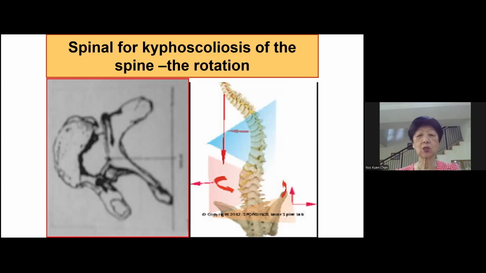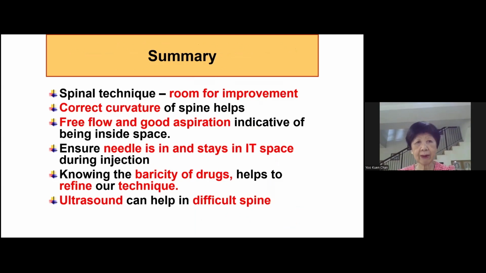So rotation must be taken into consideration, and you have to work out mentally how to position your needle to get into the epidural or intrathecal space for the kyphoscoliotic patient. In summary, our spinal technique needs to be improved, and there's lots of room for improvement. I'm glad to have shared those gems that I have learned along the way. It's been a long journey since the two letters went out to AstraZeneca. And it is important that you should flex the patient with the correct arrangement; correct curvature really helps.